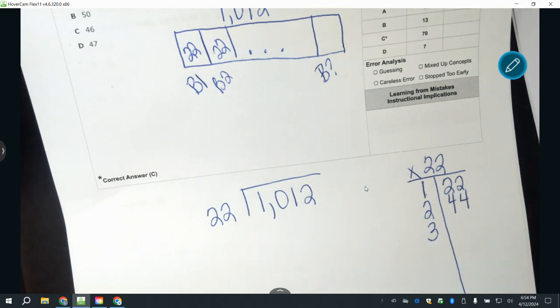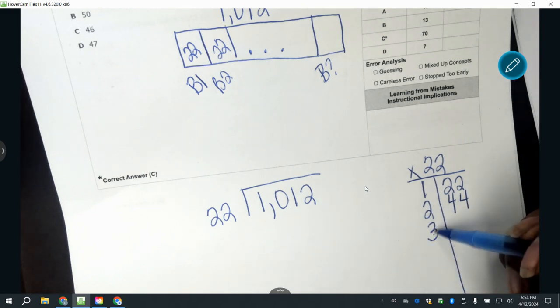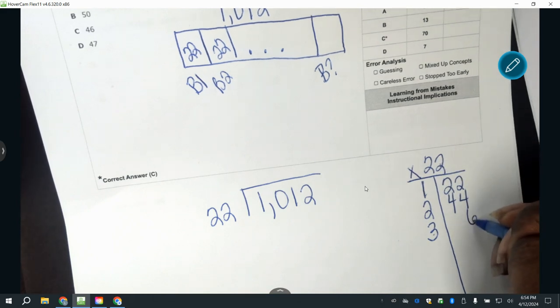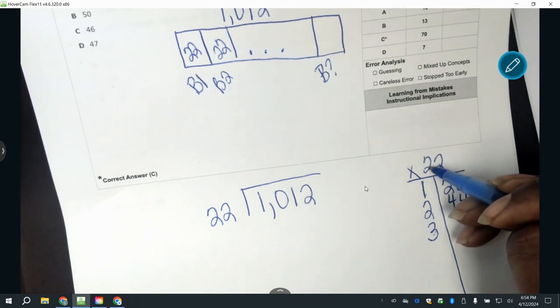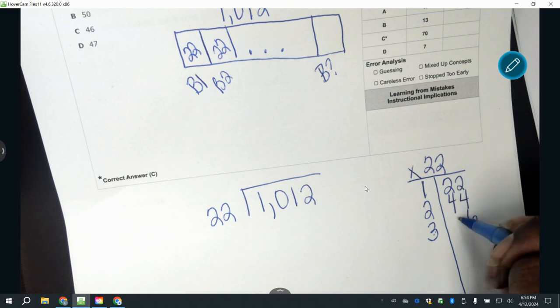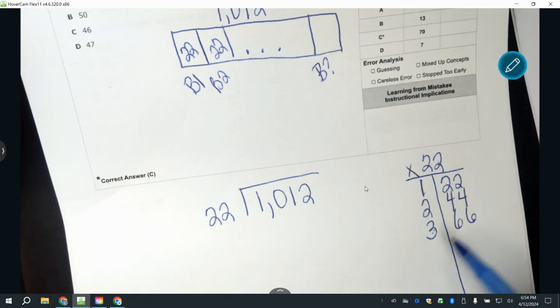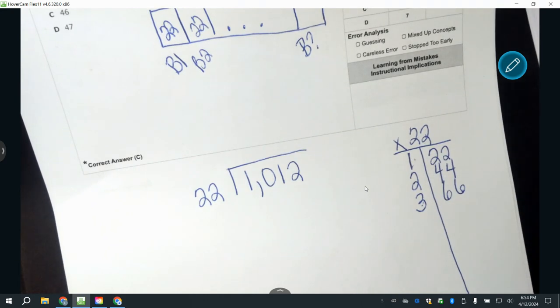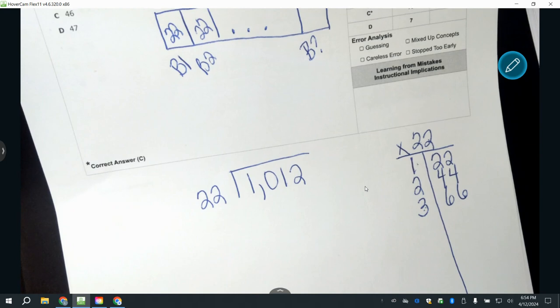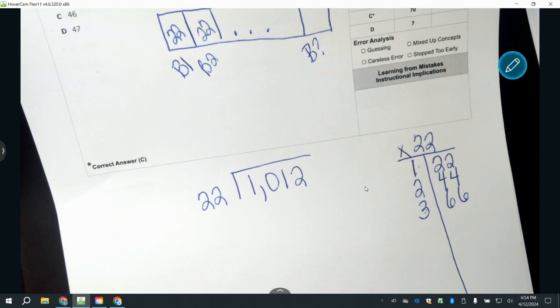2 times 3. I know that 3 times 2 is 6, but 3 times 20 would be 60. See how that 6 is in the tens place. Now, do I want you to go all the way down till you get to 1012? No, that would take a really, really long time. For those friends who have a calculator, you've already done it.